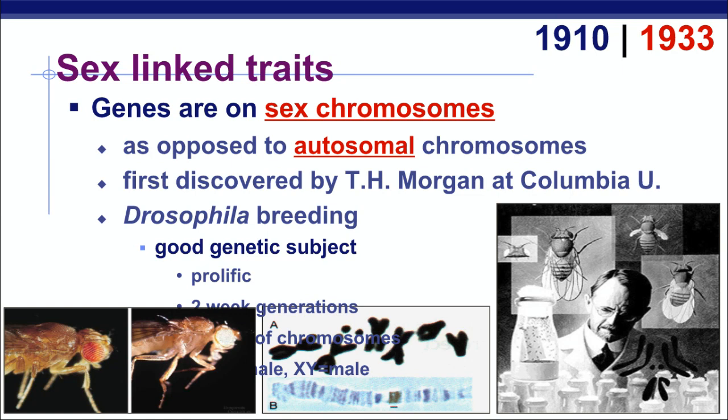The first discovery was by T.H. Morgan at Columbia University. It was studied with fruit flies, which are a common model organism because of how fast they breed, how easy they are to examine, and the short number of chromosomes, 4 chromosomes in total.